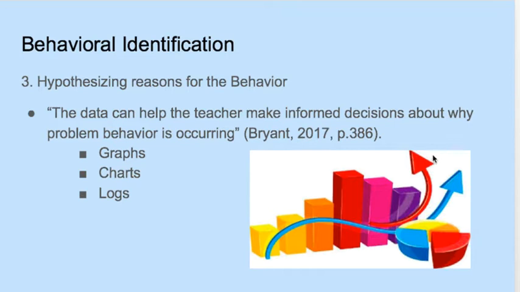The third step is hypothesizing reasons for the behavior. So we're trying to think of reasons why the student would act this way. This data can help the teacher make informed decisions about why the problem behavior is occurring. Teachers can use graphs, charts, and logs, the log like we just talked about, the ABC log, all as ways to look at their data and decide why they think that this problem behavior is occurring. Knowing why the problem behavior occurs can help us think of a solution.